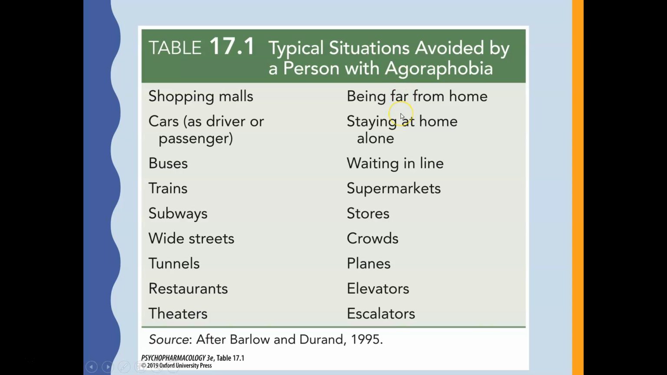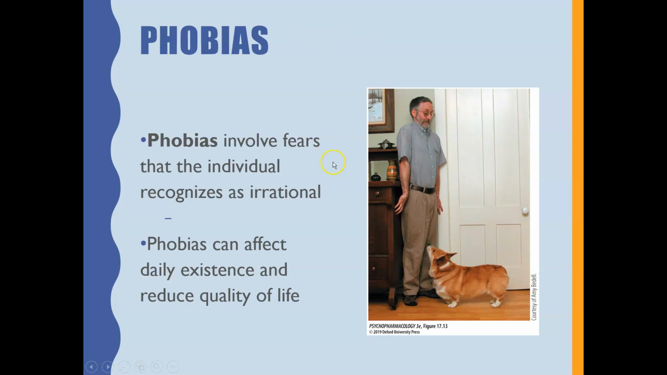So here are some typical situations that are avoided by a person with agoraphobia. That includes shopping malls, cars, buses, trains, subways, wide streets, tunnels, restaurants, theaters, escalators, elevators, planes, crowds, stores, supermarkets, waiting in line, being far from home, and staying at home alone. So there are a lot of different situations that could potentially provoke panic that somebody may subsequently try to avoid in the future.